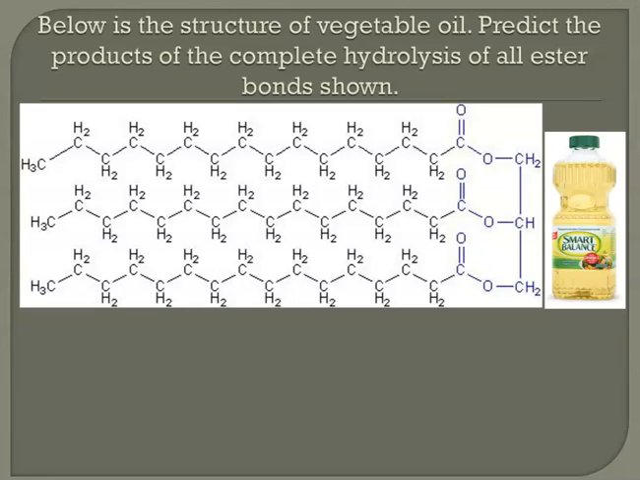I want you to look at this also, and this is below. Here's the structure of vegetable oil. What would happen now if we were going to hydrolyze all of these ester bonds shown? I just showed you that kind of question in the previous slide, how a hydrolysis reaction occurs. Pause this, think about this. What are the products going to be when all of the ester bonds are hydrolyzed here? Pause, unpause when you've got the answer.